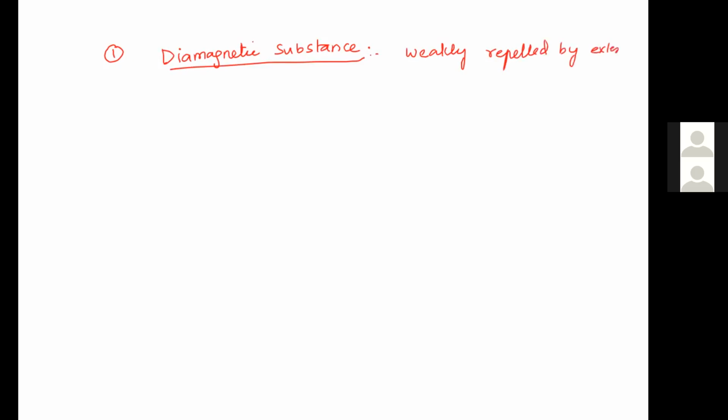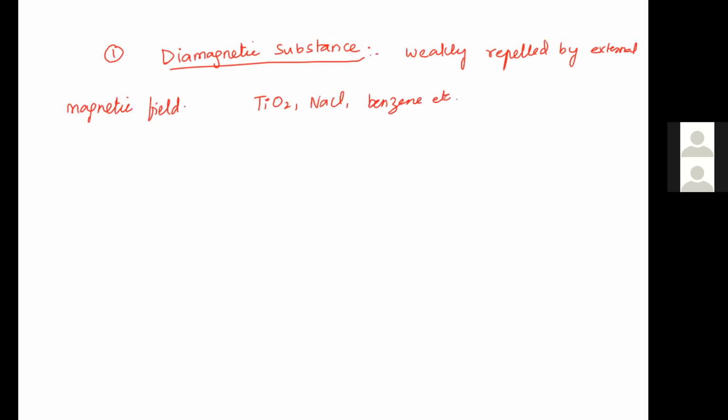So I'm clearing the screen and I'll write about each of them. First classification is diamagnetic substance. Write down clearly. Diamagnetic substances are those that are weakly repelled by the external magnetic field. Like TiO2, NaCl, benzene, etc.